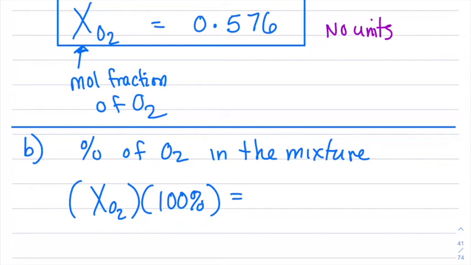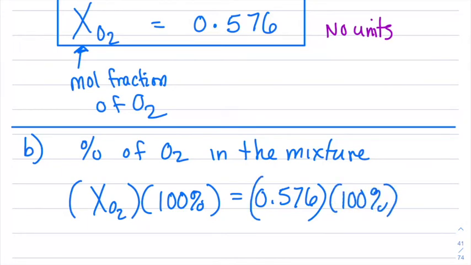So the way I like to think of our mole fractions is, yep, and I heard Tasso say times 100. Excellent. So the way I like to think of our mole fractions is it's just like the decimal version of a percentage. So I'm going to take that 0.576 and I'm going to multiply it by 100%. And it looks like it's going to be 57.6%. And that will be the percent of O2 in our mixture.